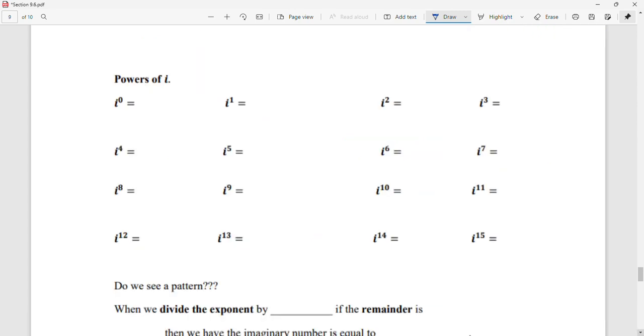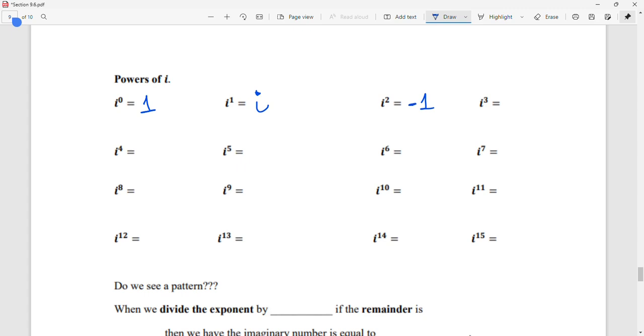In this next example, we'll see if there's a pattern. i to the 0 power is equal to 1. Again, anything raised to the 0 power is equal to 1. i to the first, we know that's just i. i squared, well, that's negative 1. So the first three are by definition, or just from our definition.